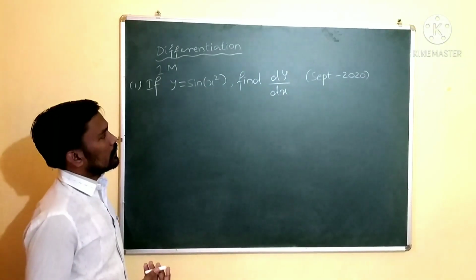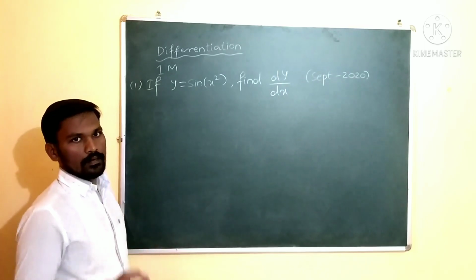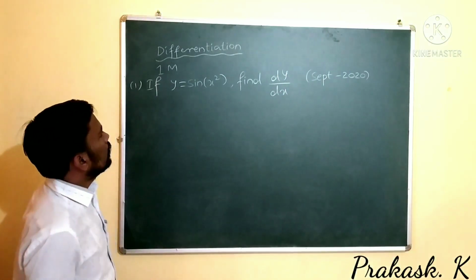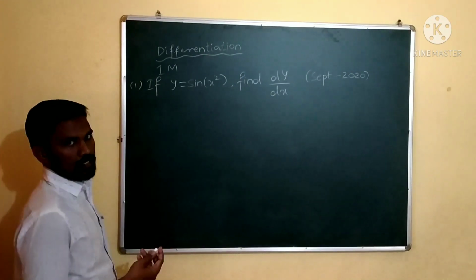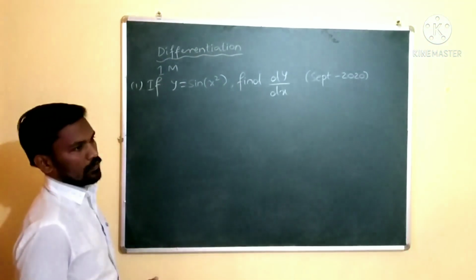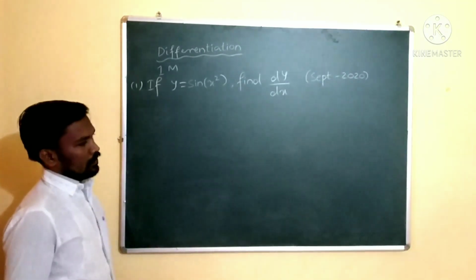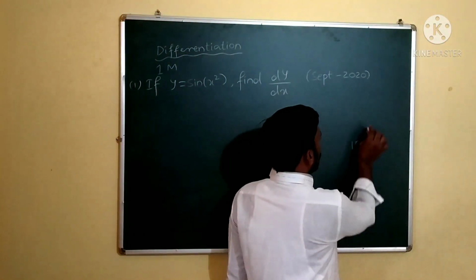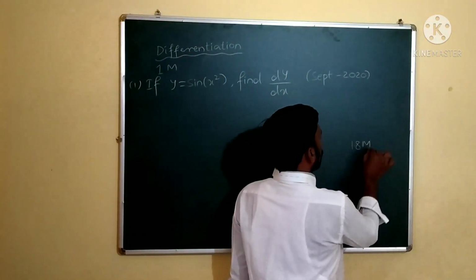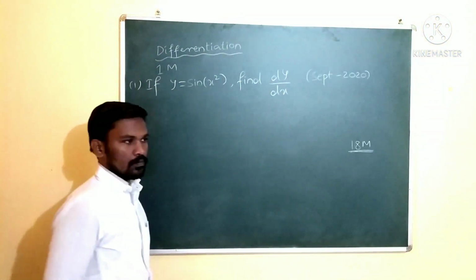Last two classes we completed the continuity concept, and we solved some important questions. In today's class we will start differentiation. This is the second topic, very important. It carries around 18 marks: 1 mark question 1, 2 mark questions 3, 3 mark questions 2, 5 mark question 1.